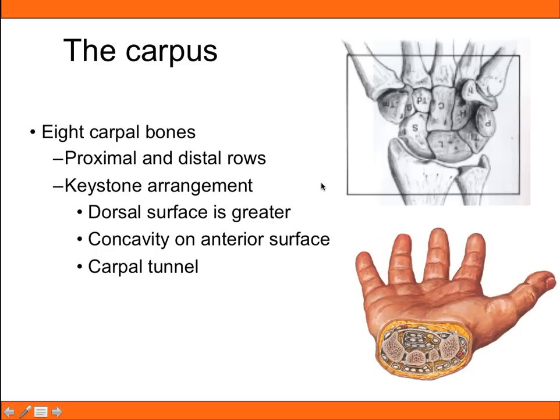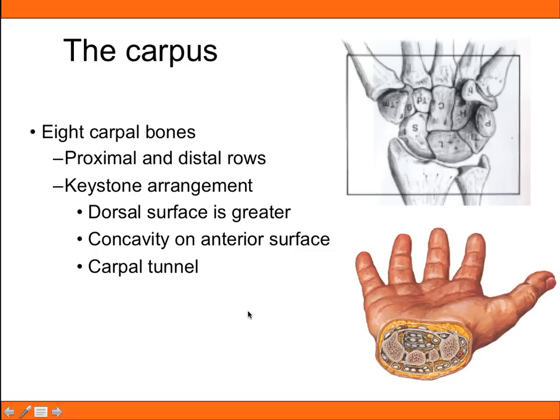So what does a keystone actually mean? Well, if you asked a stonemason to make an arch, there would be a stone of the arch that holds the whole thing together, and this is usually placed at the top. So these middle carpals actually hold this whole wrist complex in place. Now it has a concavity on its anterior surface, and you can see that this is going to form, along with a ligament called the flexor retinaculum, which we'll get to later, a space called the carpal tunnel.